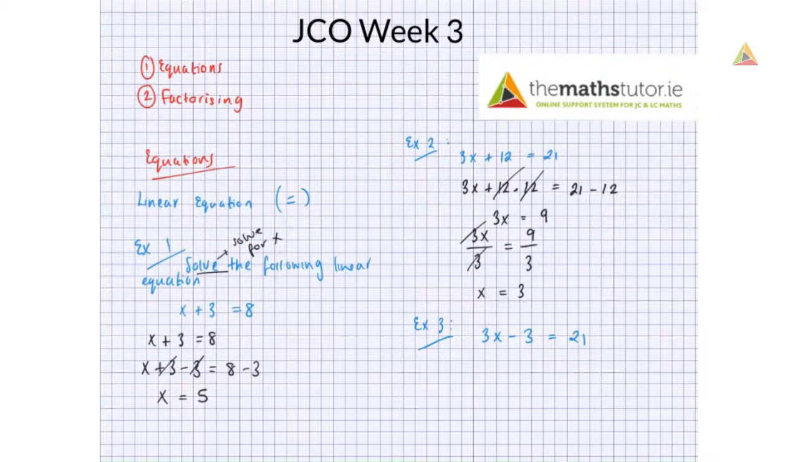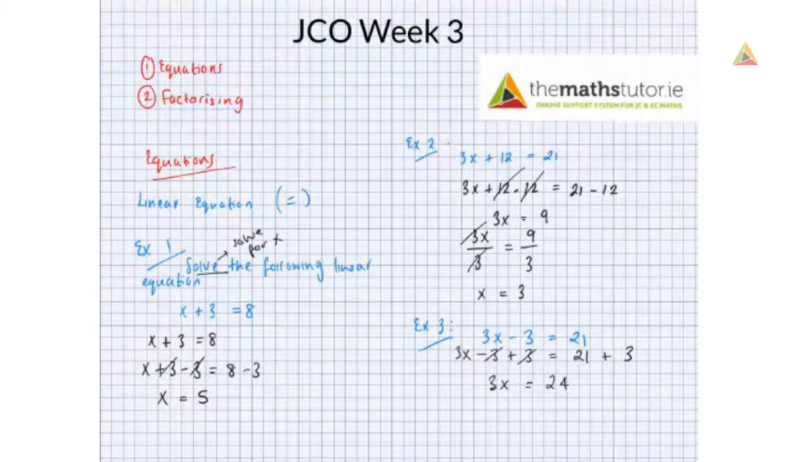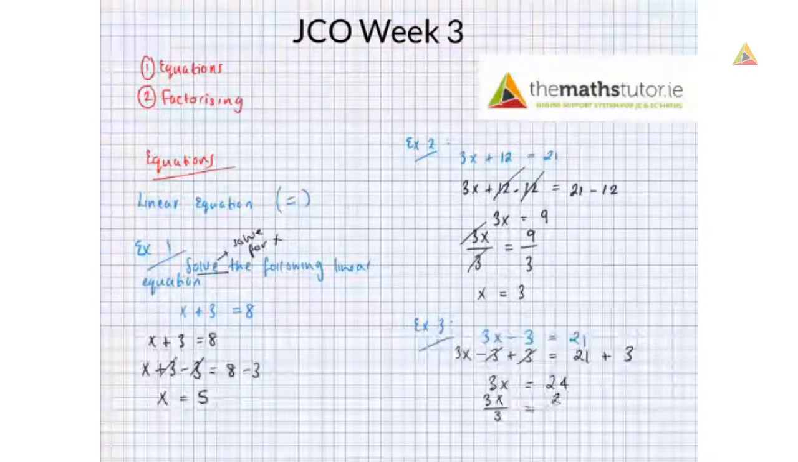So it's going to be 3x minus 3 plus 3 is equal to 21 plus 3, because we're doing the same to both sides. So they cancel, and you're left with 3x is equal to, so 21 plus 3 is 24. And we need to get rid of the 3 that's attached to the x here. So if we got rid of the 3, we'd have to divide it by 3. So 3x divided by 3 is equal to 24 divided by 3.